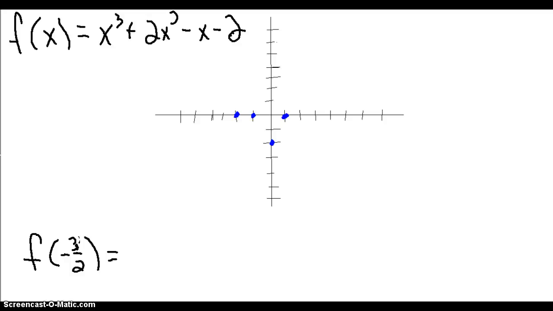Okay, so I want to take a look at the graph of the polynomial x to the third plus 2x squared minus x minus 2. And I just want to show you how to finish this off. So we're on the step where we've already figured out the end behavior, which is going to be important when we finish this graph off. We've got the x-intercepts, and we figured out the y-intercept.